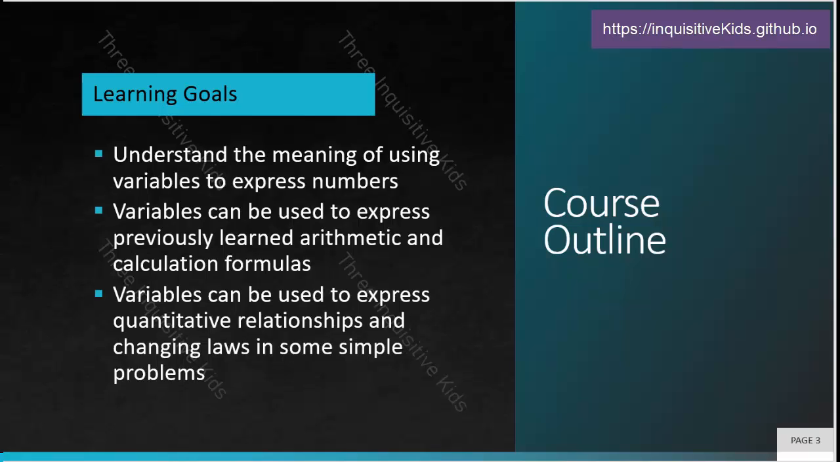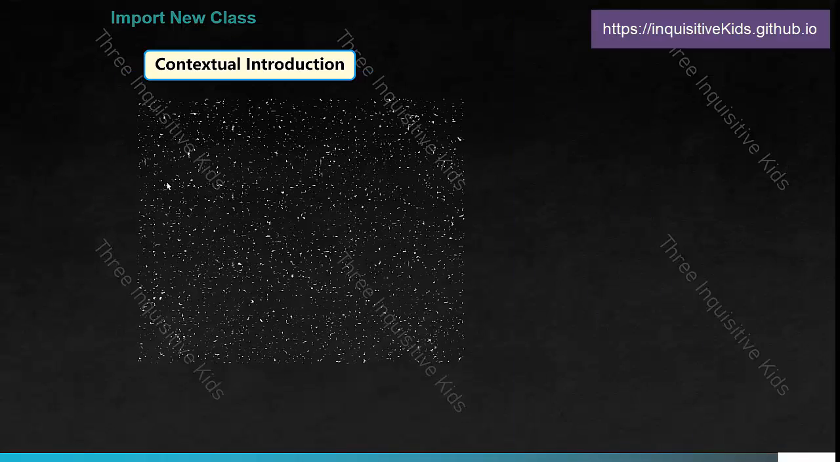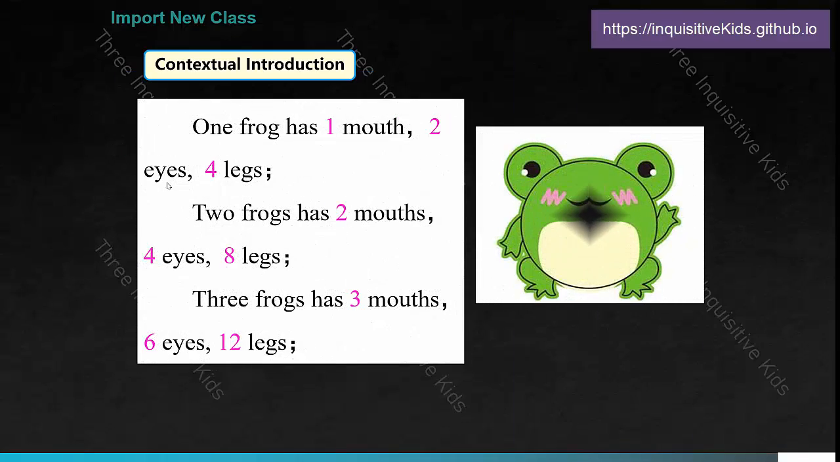Variables can be used to express previously learned arithmetic and calculation formulas. Variables can be used to express quantitative relationships and changing laws in some simple problems. So that's the course outline. And now, let's get started with our lesson. So we start off with contextual introduction.